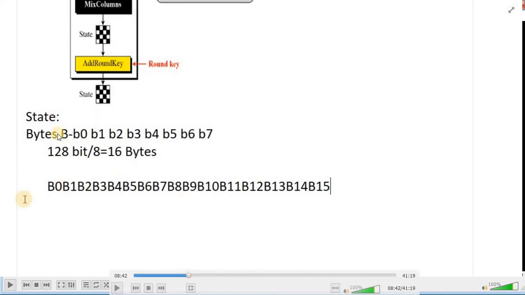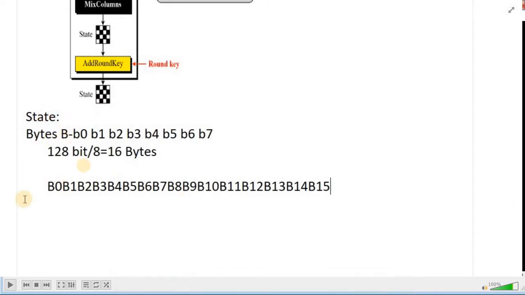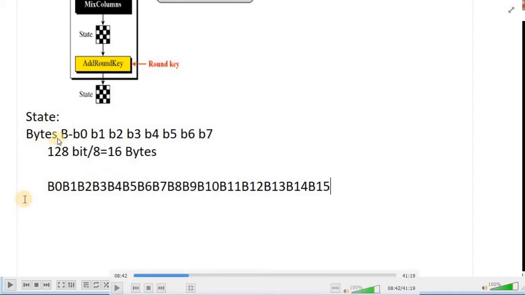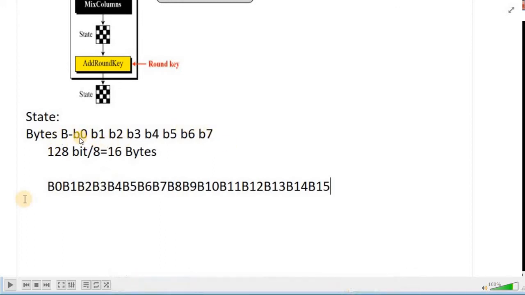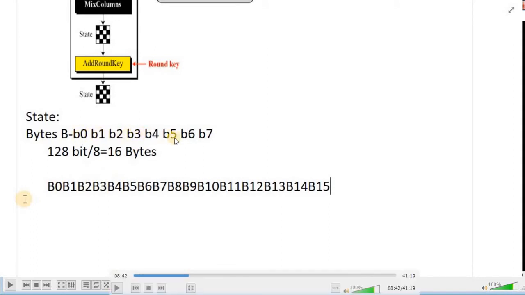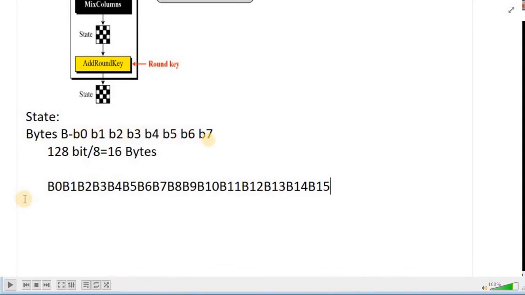So what is basically the state? In order to understand the state, we have to first understand the plain text representation. So how can we represent the bytes? A byte is a combination of 8 bits. So we can represent it by using B0, B1, B2, B3, B4, B5, B6 and B7.